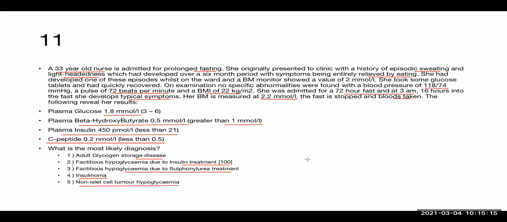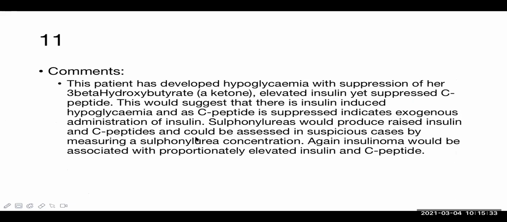You just give these two reasons. Otherwise, the case is straightforward. It is not a case of glycogen storage disease; it doesn't present like that. And non-islet cell tumor hypoglycemia, this is not the case at all. Now let's quickly see the explanation, we have a few seconds. Sulfonylurea would produce raised insulin and C-peptide. Insulinoma will do the same. So this is a factitious type of hypoglycemia.